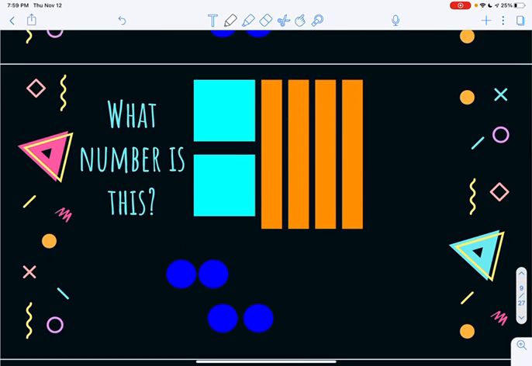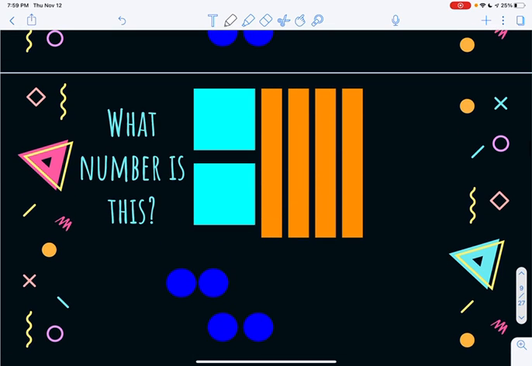All right, what about this? What number is this? We have new blocks, right? What are these blocks worth? They're worth 100. Remember, the bigger squares are worth 100. Or in this case, the squares are worth 100 because the ones are shown with circles.